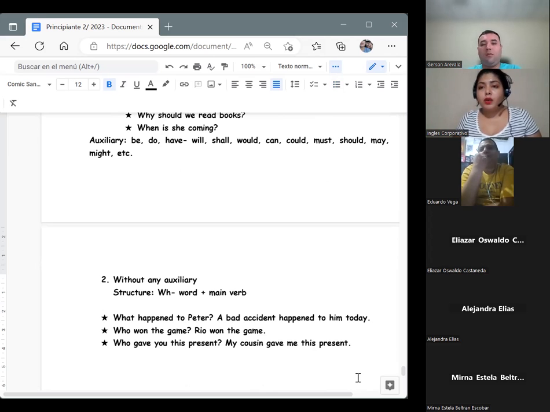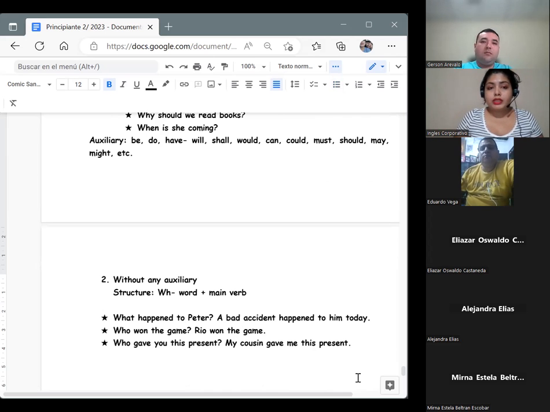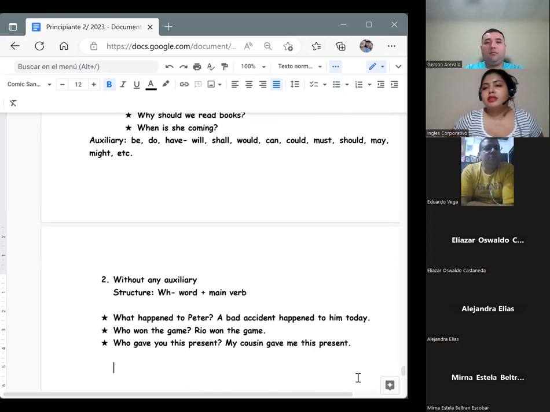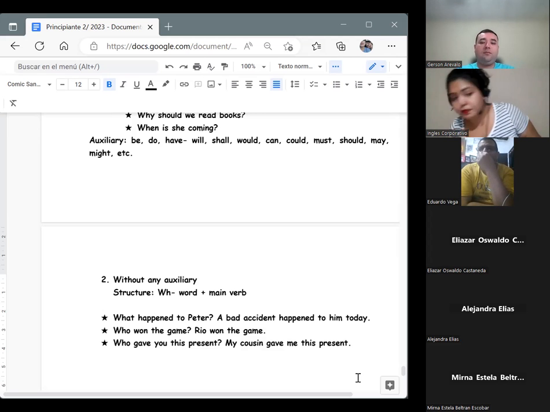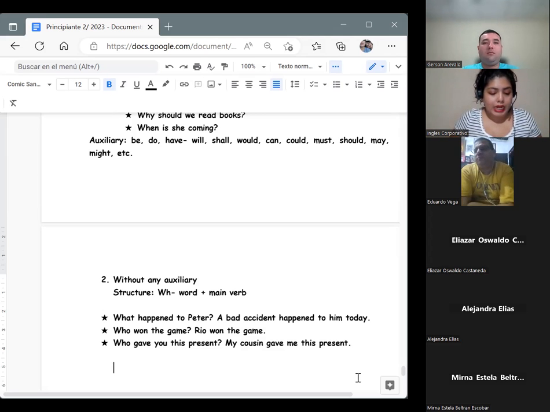So we have two different kinds of questions, or two different structures for the WH questions. The question with auxiliaries and the question without auxiliaries. And in this case, we can use both, but you can begin practicing with the ones that you feel more confident or comfortable, and then you can practice the other one. Aquí nosotros podemos practicar primero la estructura que mejor nos parezca, la que nos da como más seguridad a la hora de practicar o de hacer preguntas, o sea, estructurarlas, y ya luego vamos practicando con la otra.